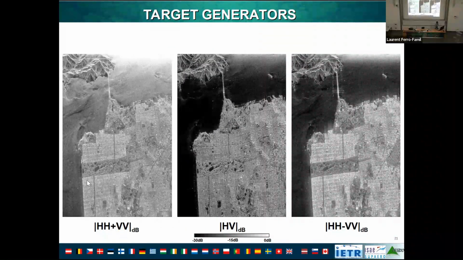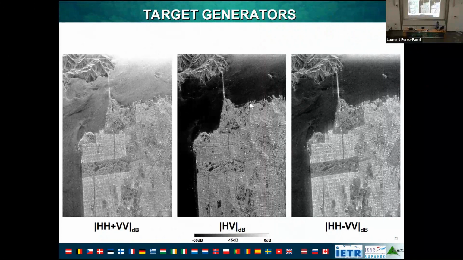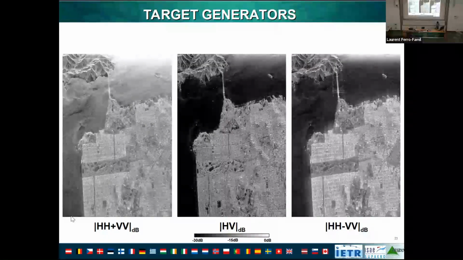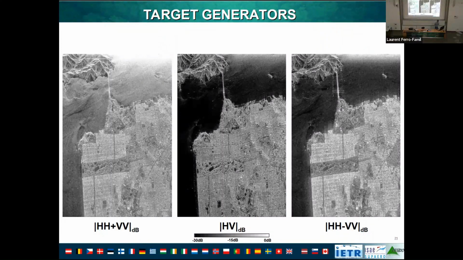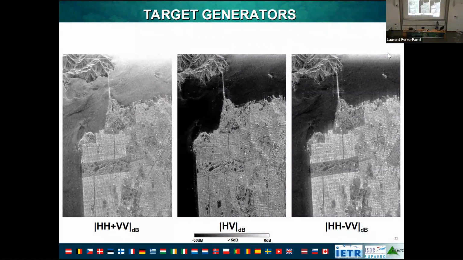So here you see HH plus VV compared to the others. It's much larger than HV and HH minus VV over the sea surface, so it's a good indicator of sea surface scattering. Compared to the other images, HH minus VV is very strong over the built-up environment.